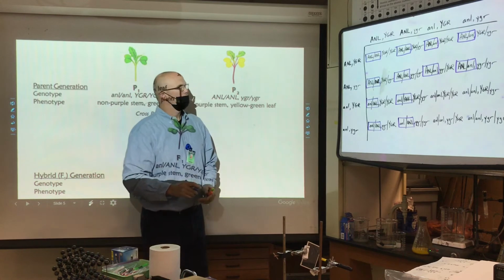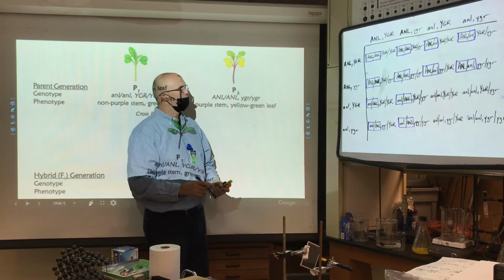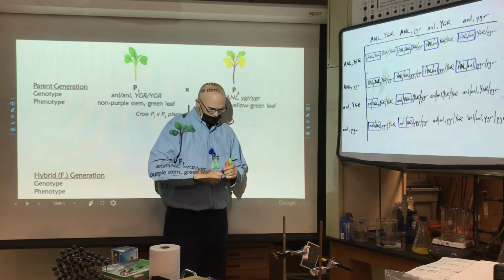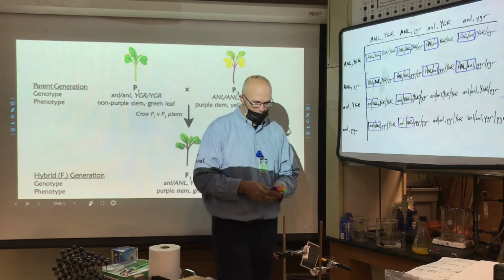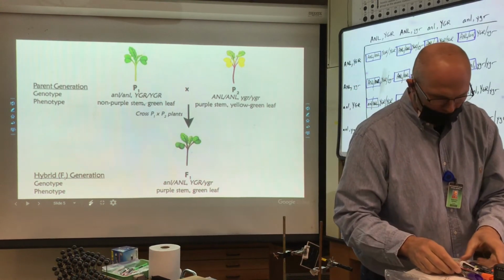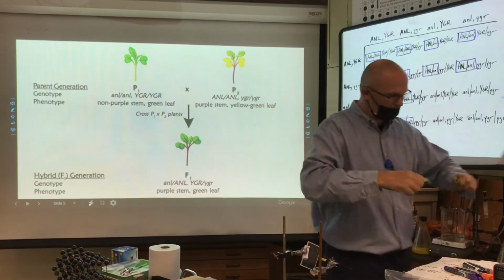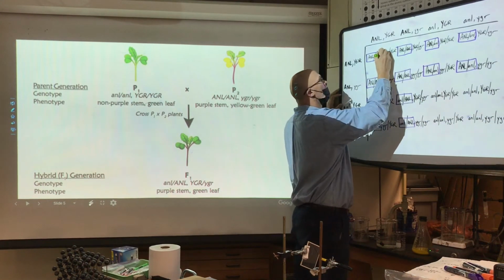Okay, so we've got purple. Now we're going to do green. All I needed was one dominant allele to get purple. So now I'll put my purple over there because I can't tell the difference between the blue. Okay, here comes my green.